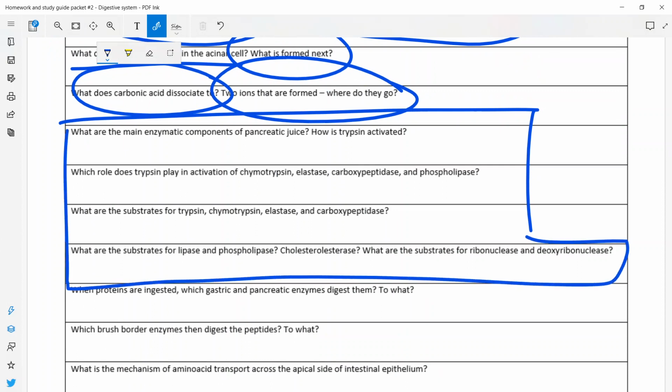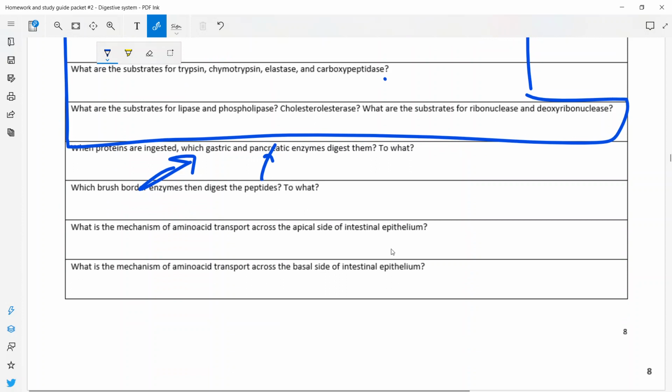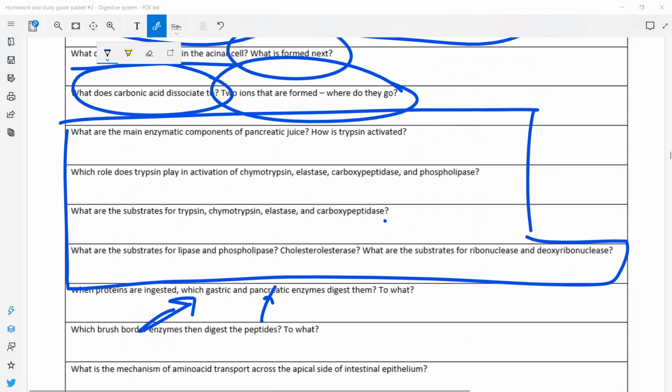Okay. Gastric and pancreatic enzymes digest them. So proteins are digested by trypsin, chymotrypsin, elastase, carboxypeptidase. That's from pancreas. And dipeptidase and aminopeptidase from brush border. So basically, you really need to know which nutrients are digested in which part of the alimentary tract. For instance, proteins are digested in the stomach and small intestine, or carbohydrates are digested in the mouth and the small intestine, and so on and so forth.